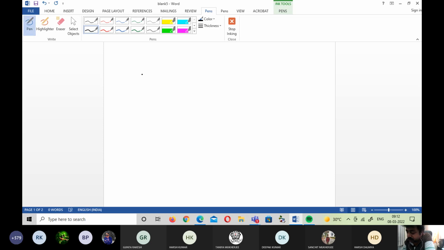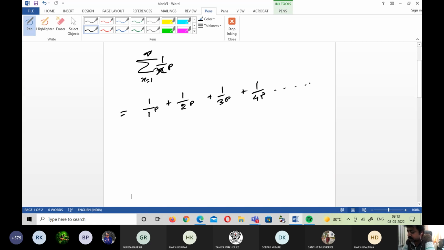Okay. Now you have to prove the important P series, 1 by n to the power P, or 1 by x to the power P, where x goes from 1 to infinity, or 1 by n to the power P you may write also. So 1 by 1 to the power P, 1 by 2 to the power P, 1 by 3 to the power P, 1 by 4 to the power P, and so on. Now, if you consider that P is greater than 1, first of all, you have to look at this. 1 by 1 to the power P, this is 1. No problem, just write.